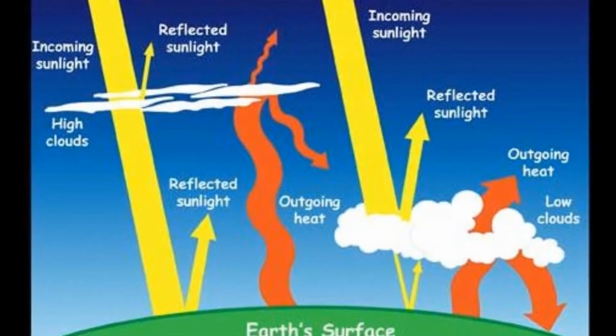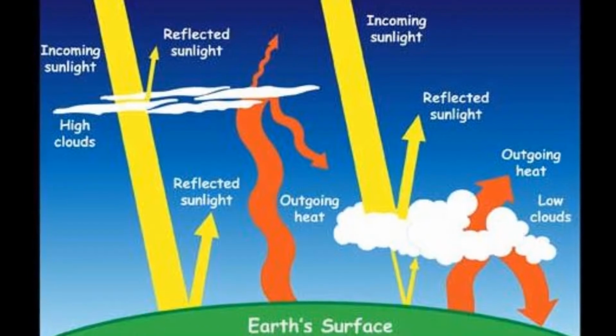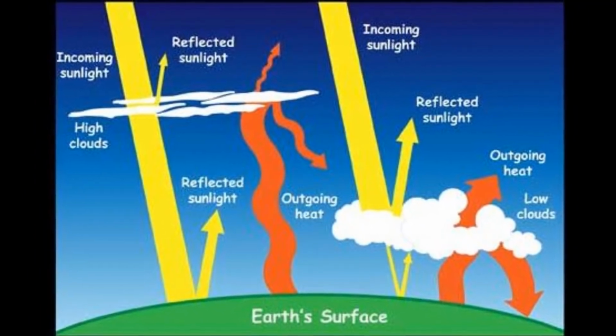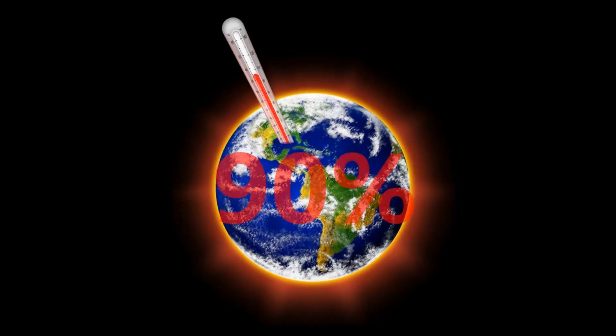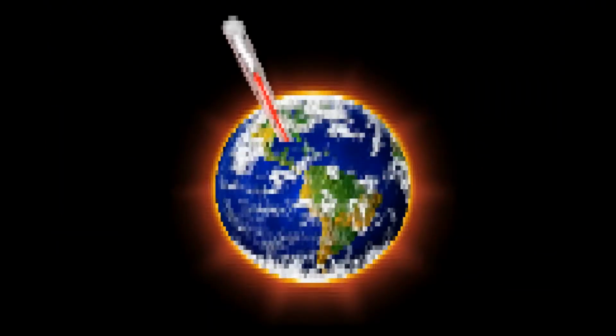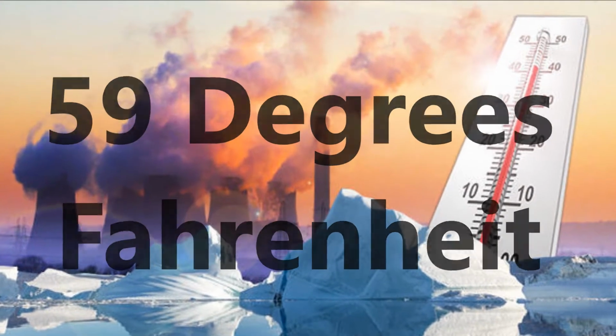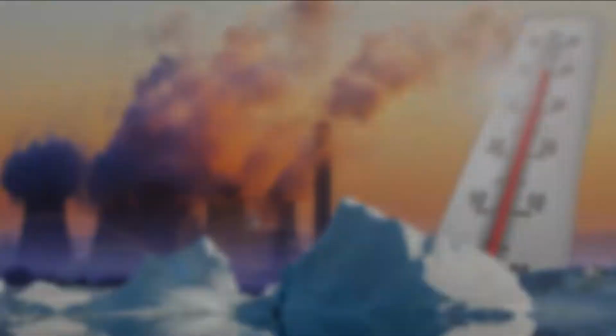On Earth, life depends on the energy from the sun. About half of the light that is reaching Earth's atmosphere passes through the air, to the clouds, then to the surface, where it is absorbed and radiated upward in the form of infrared heat. Approximately 90% of the radiated heat will get absorbed by greenhouse gases and will radiate back towards the Earth, which results in a life-supporting temperature of 59 degrees Fahrenheit.